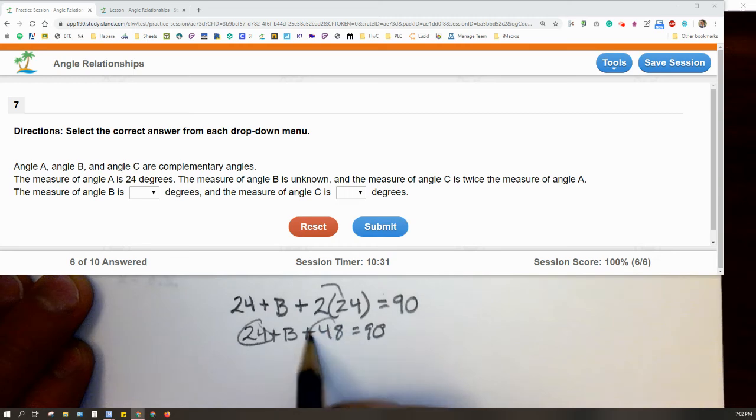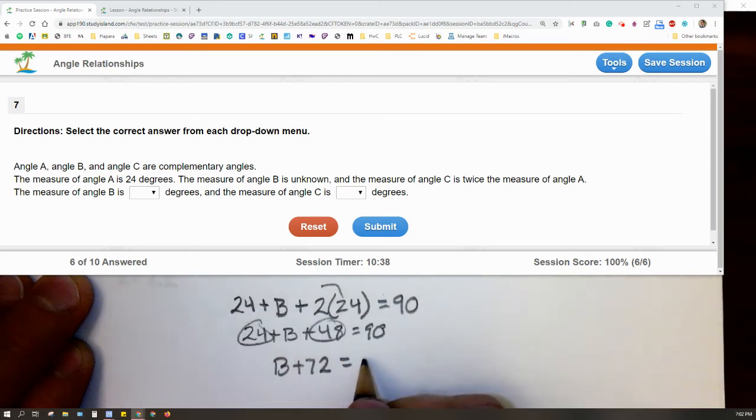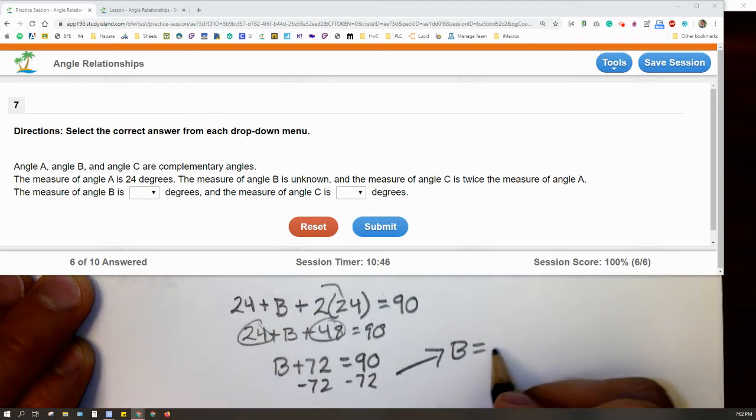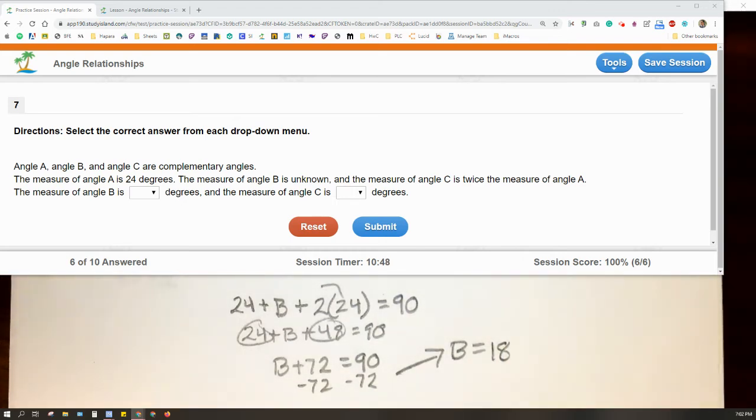And then 24 plus 48 is 72. So you've got B plus 72 equals 90. And then last but not least, subtract 72 from both sides, and you get your answer. B equals 90 minus 72, which is 18. So we'll go ahead and see if those are in our drop-down menus.